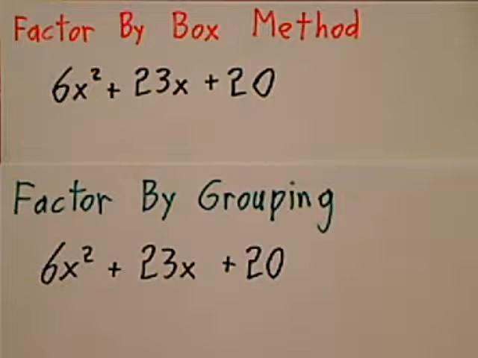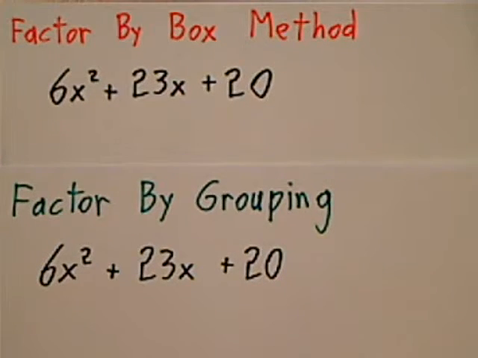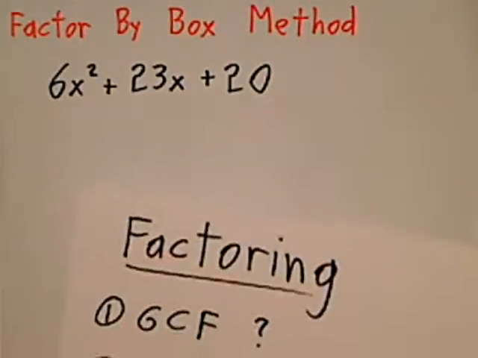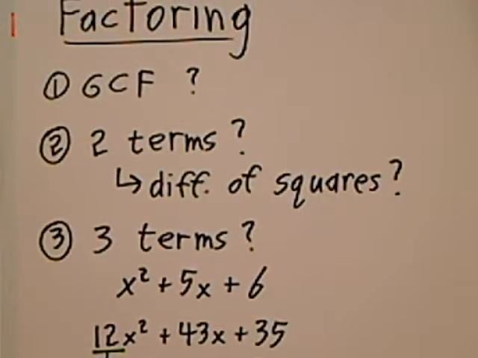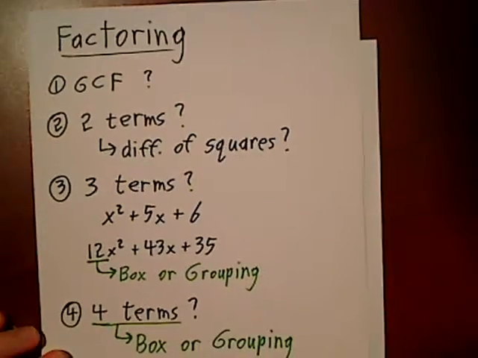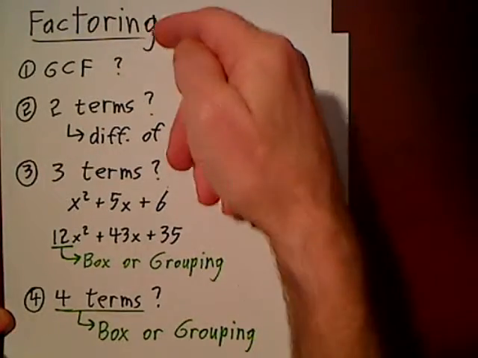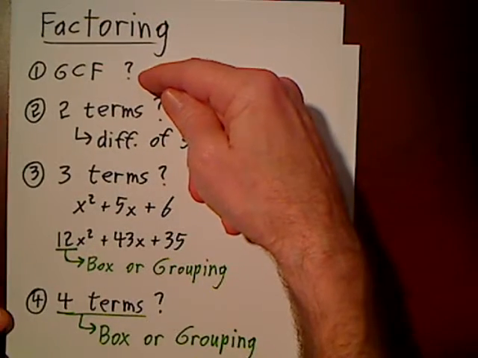I'm going to introduce both methods of factoring using the box method and also the grouping method. Anytime you start out with a factoring problem, it's good to have a little bit of a roadmap. Let me zoom out a tad here. And I'll have to zoom out a lot for this. All right, so each time you're confronted with factoring, you're going to want to make sure that if there's a GCF, you factor it out.